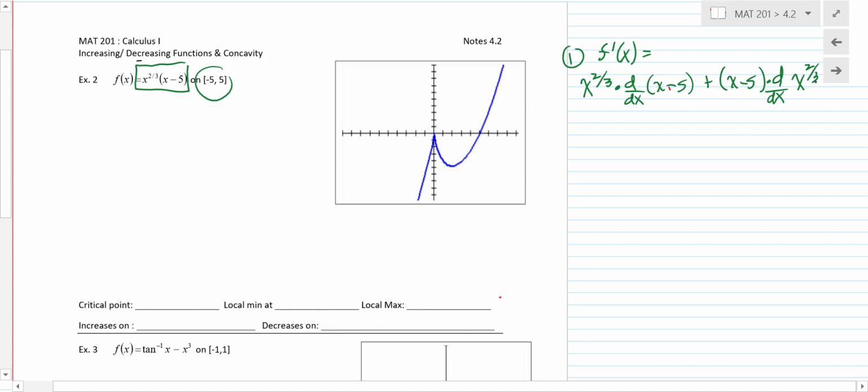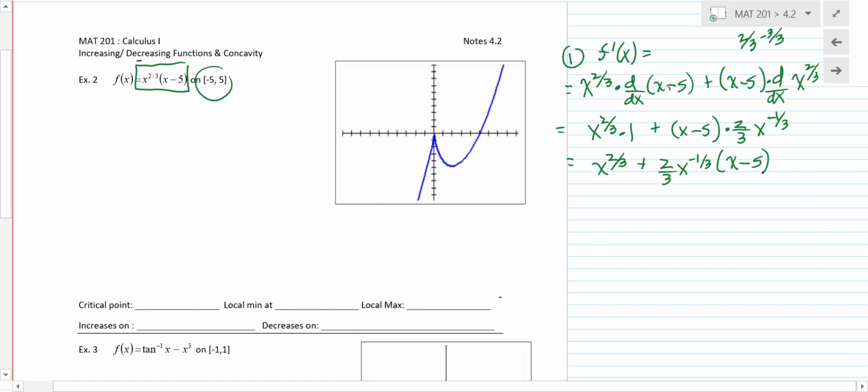Okay, like that. So if we do that, we're going to have x to the 2/3 times 1 plus (x minus 5). And then the derivative of x to the 2/3 is 2/3 x to the 2/3 minus 3/3. So that is -1/3. Okay, so that's your derivative. Now I'm going to clean this up just a little bit. Before we do anything with this, I'm going to write this as x to the 2/3 plus 2/3 (x minus 5). I'm going to leave that as a negative exponent x to the -1/3 because the factoring is easier that way. So that would be your first derivative. Okay. So that's a product rule.